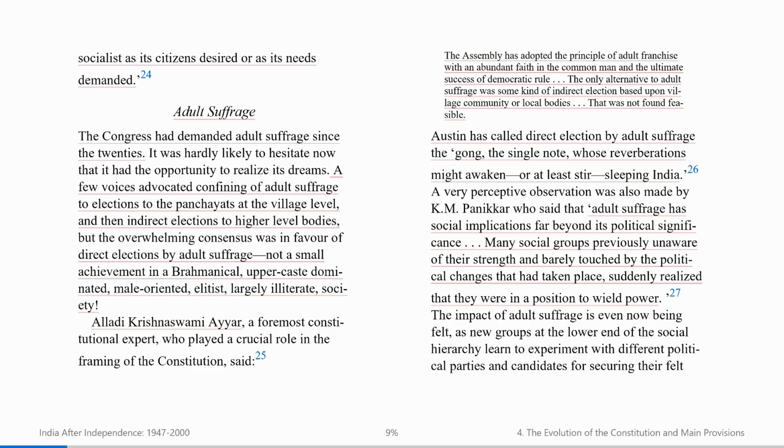K.M. Panikkar talks about adult suffrage. He says that adult suffrage has social implications far beyond its political significance. Many social groups, previously unaware of their strength and barely touched by the political changes that had taken place, suddenly realized that they were in a position to wield power. When you read books by Rajni Kothari on caste and politics or politics in India, you realize that there were many social groups who have now become aware: the Yadavs, the Jats, the Reddys, and so on. You'll find such groups in every area, and this only happened because of their numbers and strength.